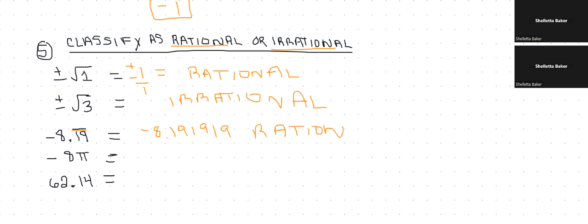And then the fourth one, negative 8 pi. Remember, pi is a number that repeats infinitely, and it does not have a pattern. So anytime you have pi or any digit attached to pi, that will be an irrational number. And then the last one, we have 62.14. This is a terminating decimal. Therefore, it is rational.